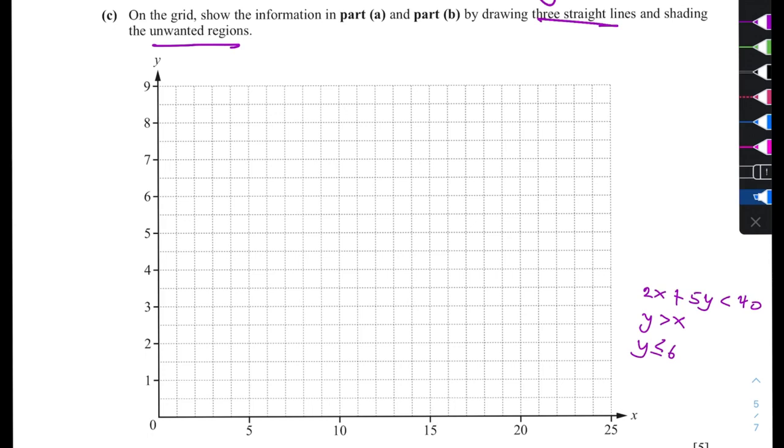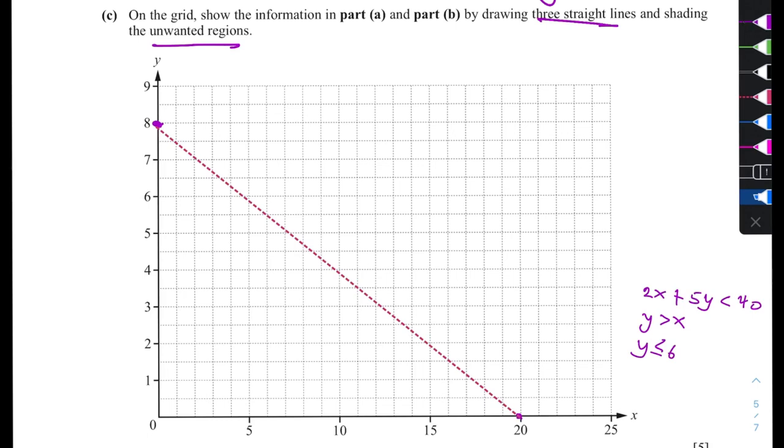So the first one is 2x plus 5y is less than 40. If x is 0, then you have 5y is less than 40. That makes y is less than 8, right? So that point could be here. If x is 0, y is 8. If y is 0, then x is going to be 20, right? Okay, so we can rule, but remember that the inequality here is less than, so use a broken line, like this.